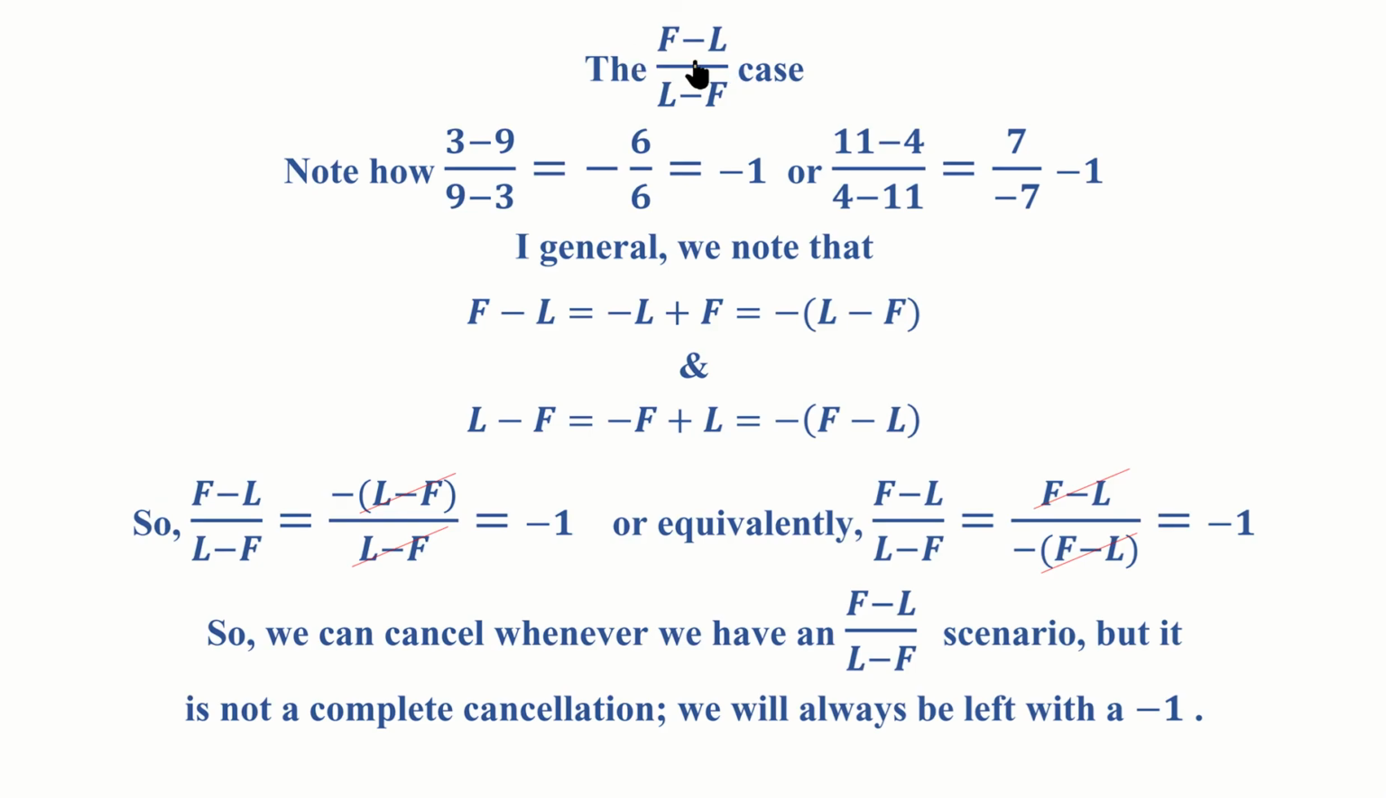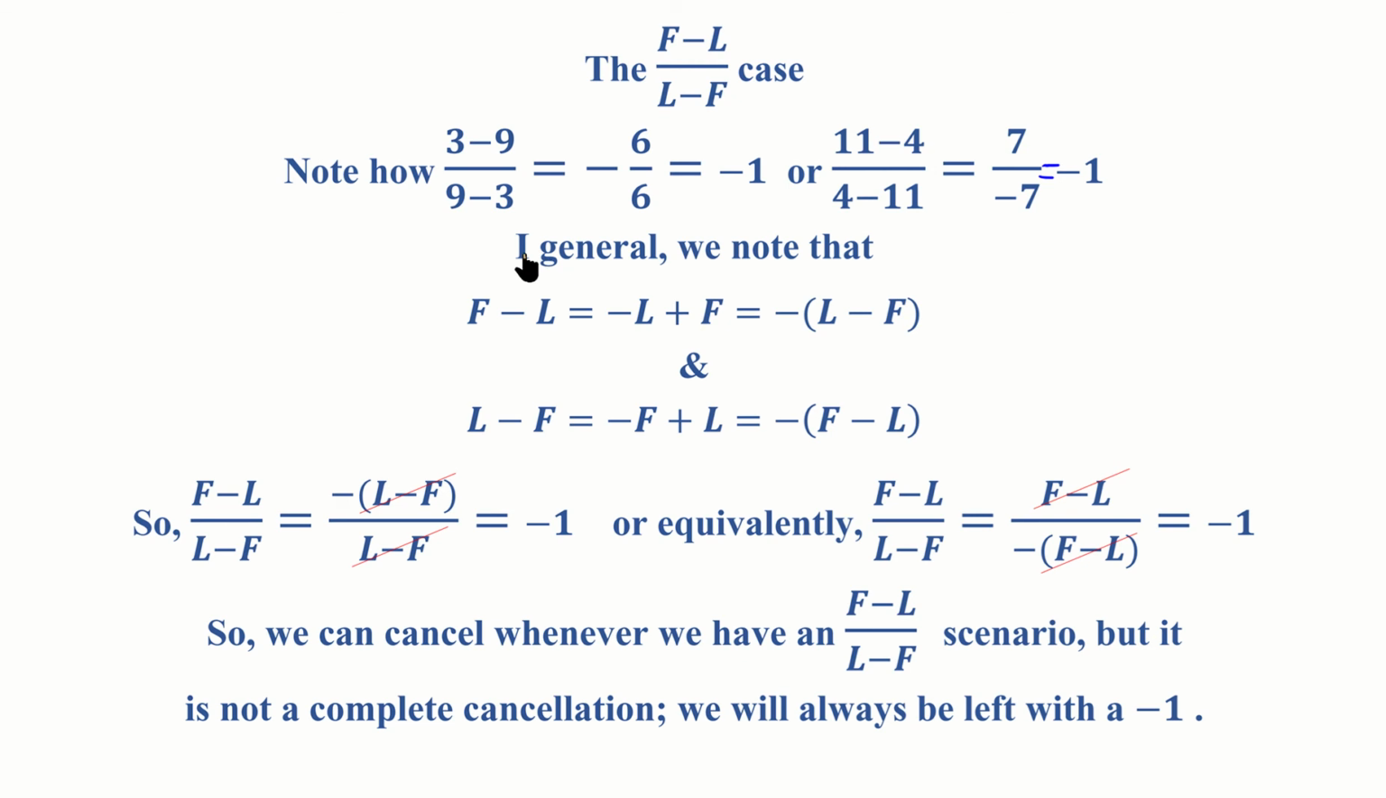Now there's one case, we call it the f minus l over l minus f case. Sometimes they call it the a minus b over b minus a case. Doesn't matter. It's that these two are the same terms with the subtraction order reversed, right? So like 3 minus 9 over 9 minus 3, right? Notice you're going to get negative 6 up here, and you're going to get 6 down here, so we end up with negative 1. Look at another example. 11 minus 4 over 4 minus 11. You get 7 up here, you get negative 7 down here. We need an equal sign here, so we get equals negative 1.